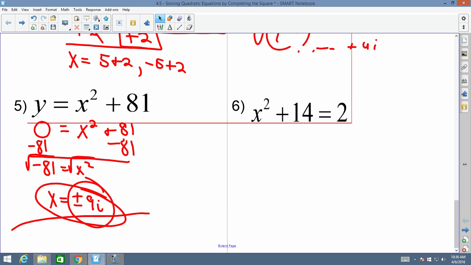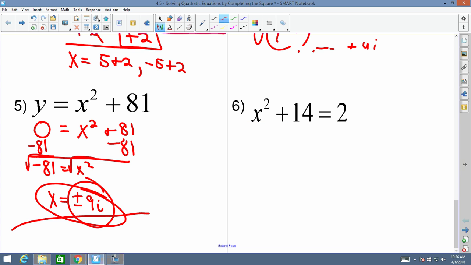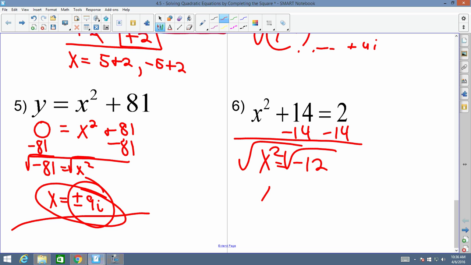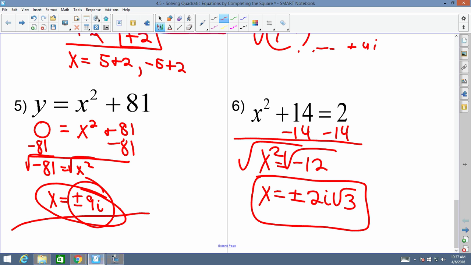Last but not least, subtract 14 from both sides. x squared equals negative 12. Square root it. x equals plus or minus 2 square root of 3. Nah. 2i square root of 3. Come on, Morrow. Plus or minus 2i square root of 3. If you don't know how we did that, think about it. 4 times 3 is 12. The square root of 4 is 2. Pulled out that 2i. Does that make sense?